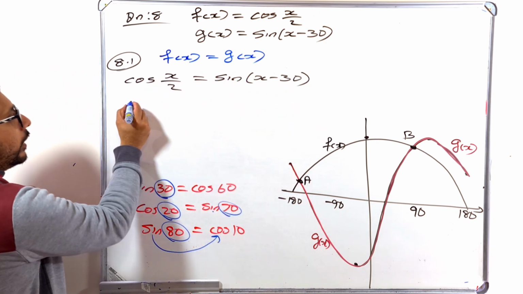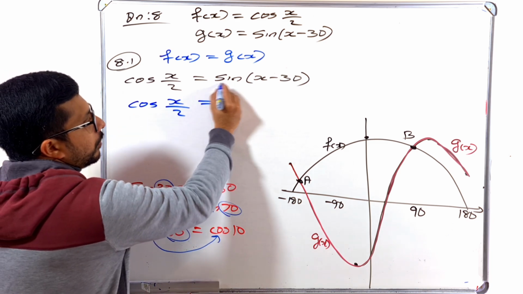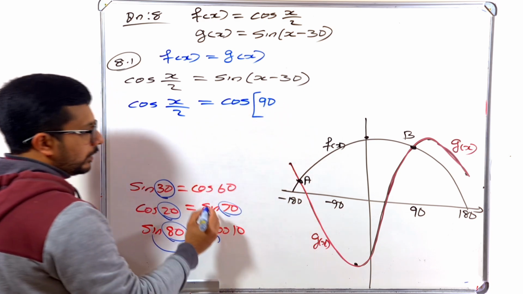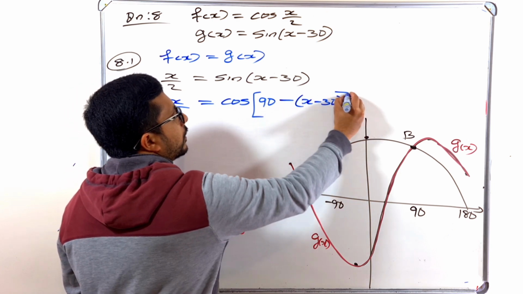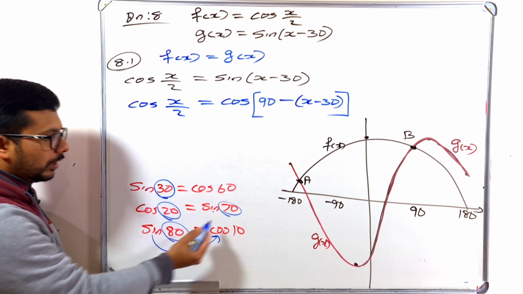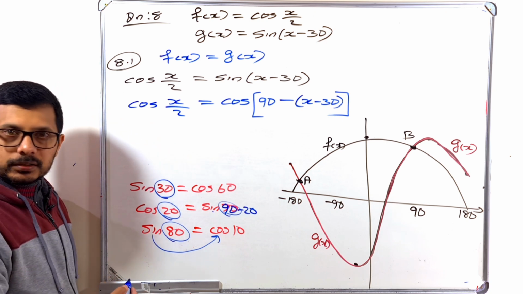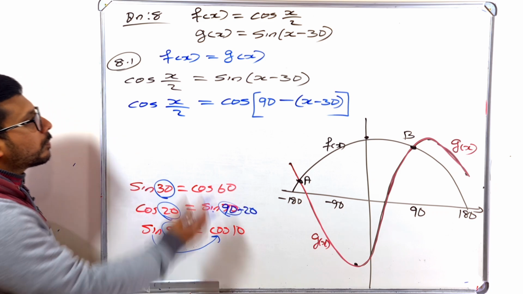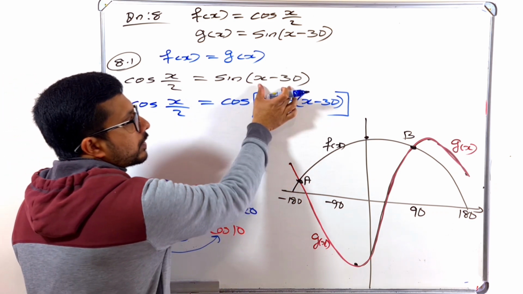So look at how I am going to write. Cos of x by 2 is equal to, instead of this sine I am going to write cos, then look at how I am going to write, like this, 90 minus x minus 30. Same thing like 90 minus 20. Here maybe I can write 90 minus 20, that is the same as 70. So cos 20 is the same as sine of 90 minus 20. I can write like that. So cos of x by 2, this sine I converted into cos. How? 90 minus that angle.